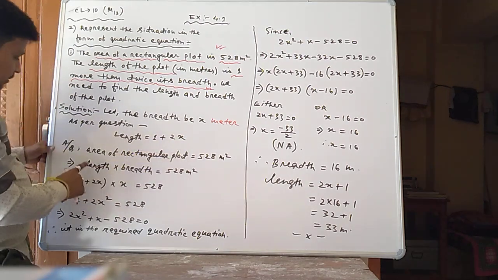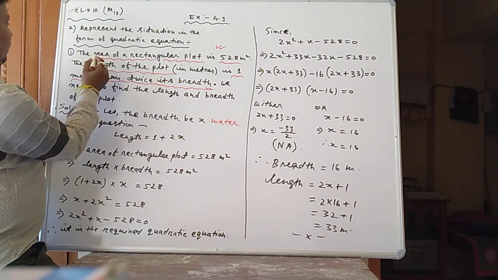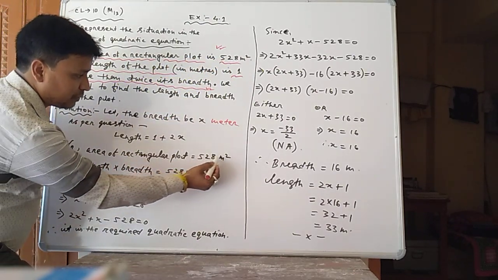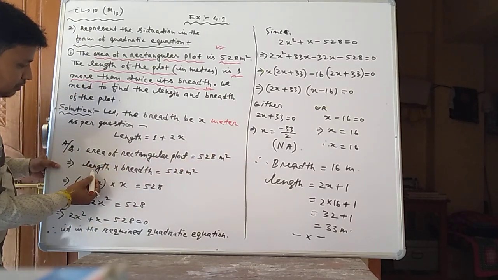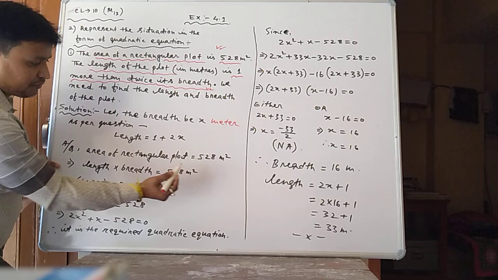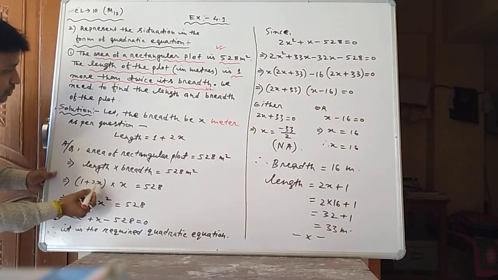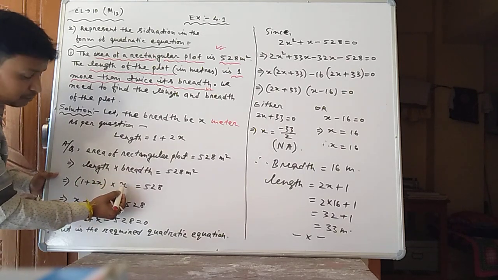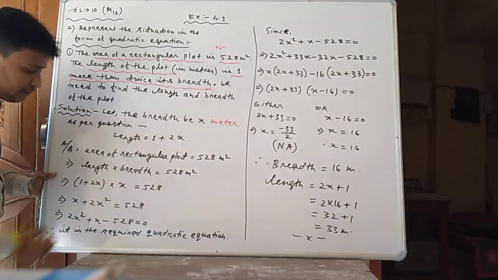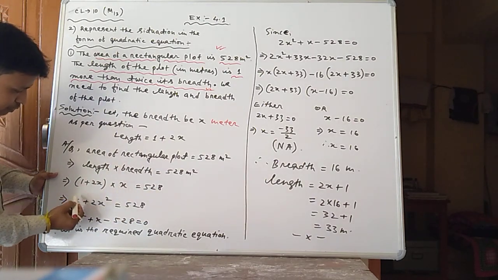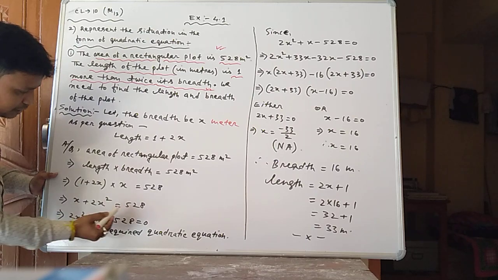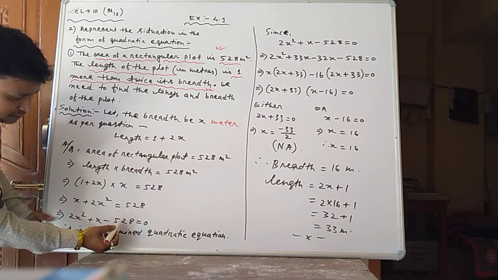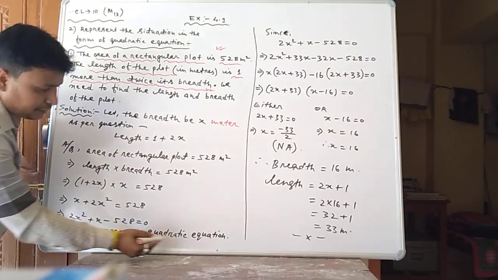Then according to the question, area of a rectangular plot equal to 528 meter square. Area of a rectangle equal to length into breadth. So length into breadth equal to 528. Length is 1 plus 2x, and in the place of breadth, x. Now multiply x into 1, x into 2x, 2x square equal to 528. By shifting you will get the quadratic equation 2x square plus x minus 528 equal to 0. It is the required quadratic equation.